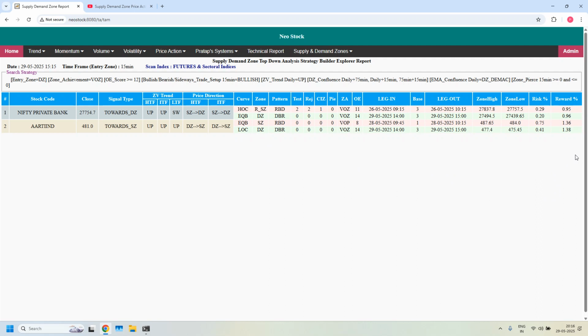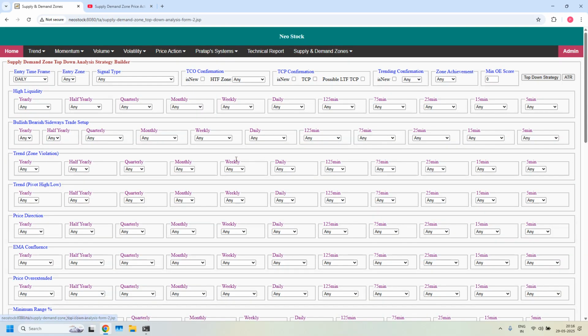Next, bearish trade setup for daily income trade. Entry time frame is 15 minutes. Entry zone, supply zone. Bullish, bearish or sideways trade setup at 15 minutes. I am selecting bearish. Zone achievement VOZ, minimum odd enhancer score 12.